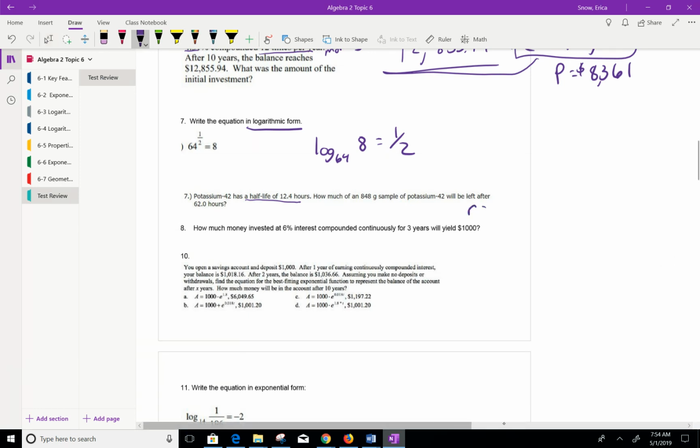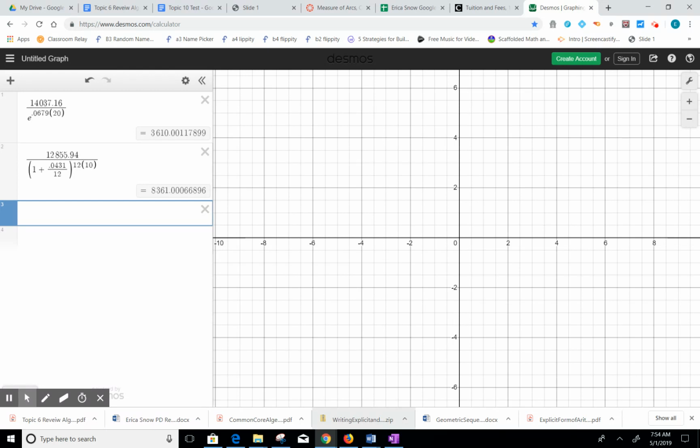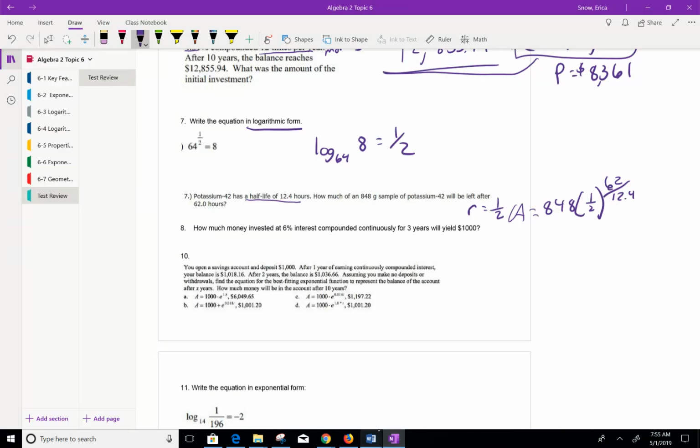So with this, our rate is 1/2. We started out with 848, and we're going to have 1/2, and then we have done 62 hours after, but the rate is after 12.4 hours. So our amount left is 848, our initial amount, times 0.5, because it's easier to type in. Is that 64? 62.